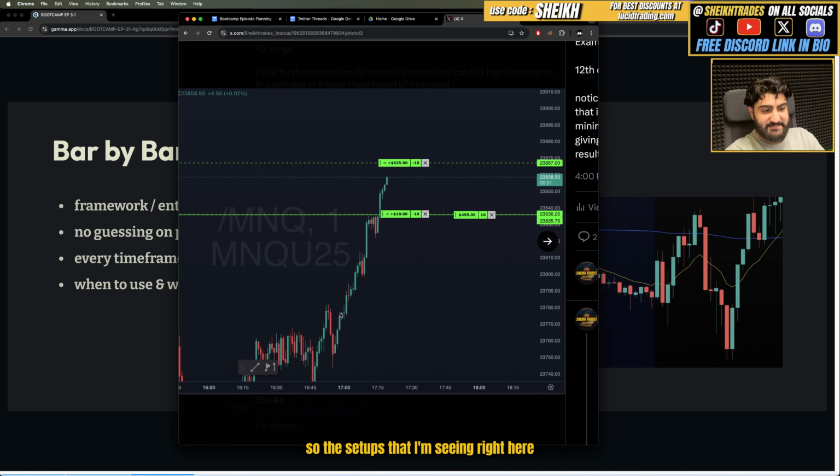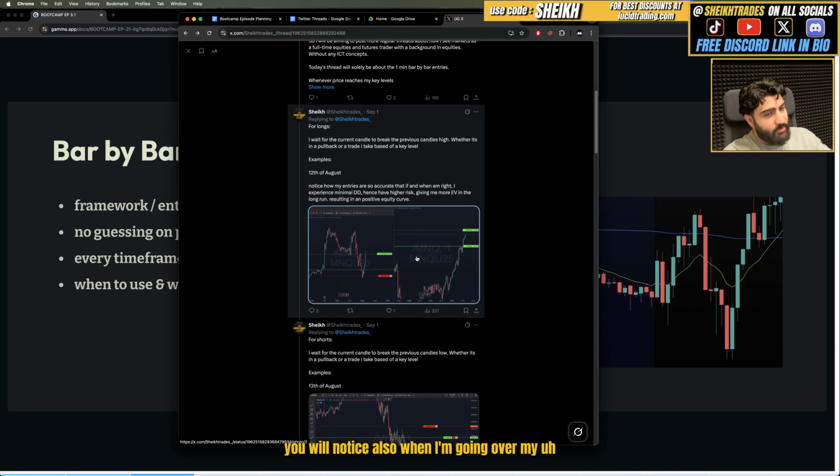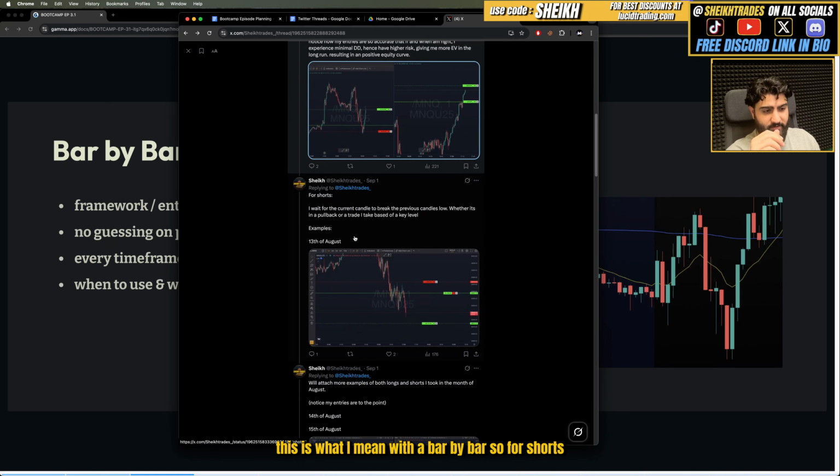So the setups that I'm seeing right here, they come from different playbooks, and I'll go over the playbooks in a couple of minutes. But the bar by bar break, you will notice also when I'm going over my playbooks that all my entries, 90% of my entries come from this bar by bar. So whenever I say bar by bar, this is what I mean. For shorts, I wait for the current candle to break the previous candle's lows, whether it's in a pullback or a trade I take based off a key level.